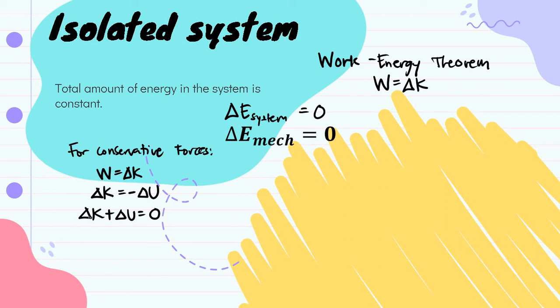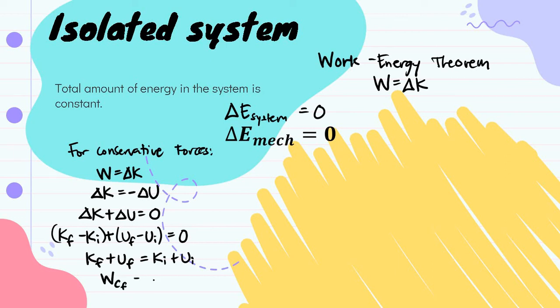Now, we try to expand this equation, and we knew that if you see the delta symbol, that means there is a final minus initial in the quantity that is present. So final kinetic energy minus initial kinetic energy plus final potential energy minus initial potential energy, and that is equal to 0. And then we transpose all the negative quantities to the other side of the equation to make them positive, which leaves us with this equation. So final kinetic energy plus final potential energy is equal to initial kinetic energy plus initial potential energy. Or we can summarize this into work done by conservative force final is equal to work done by conservative force initial. So this is the equation that we will be using for conservative forces in an isolated system.